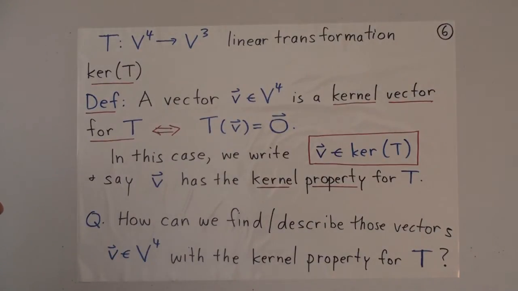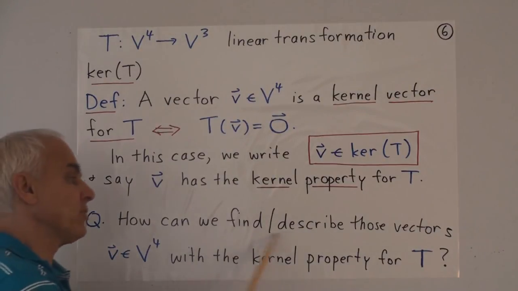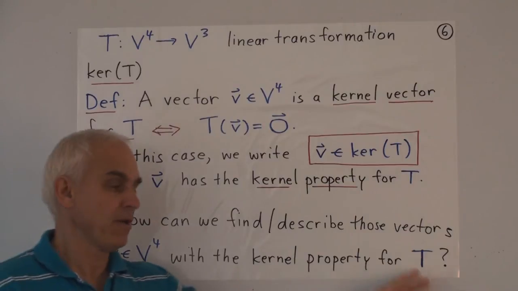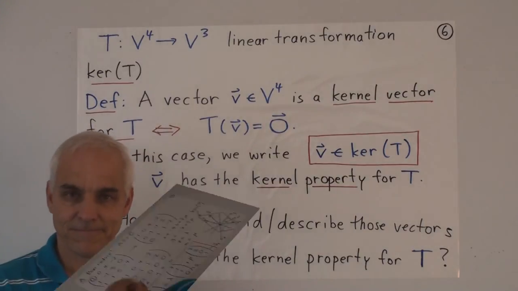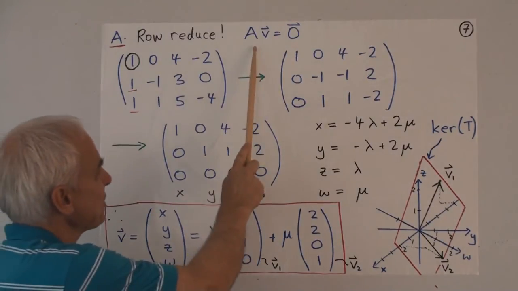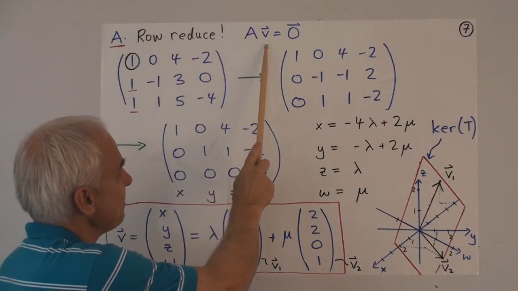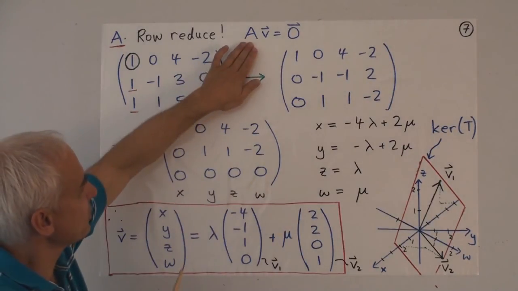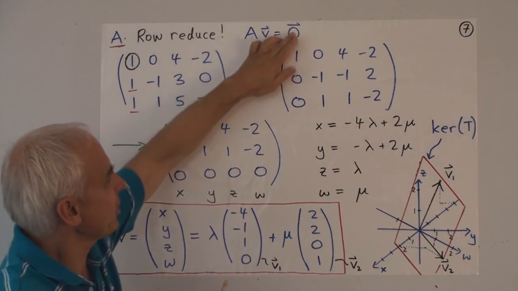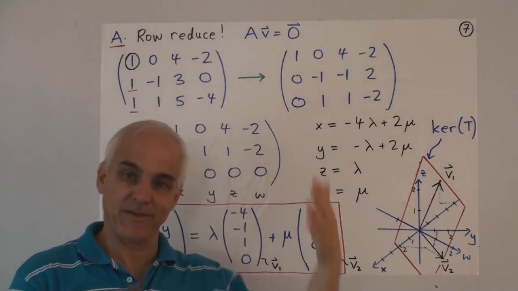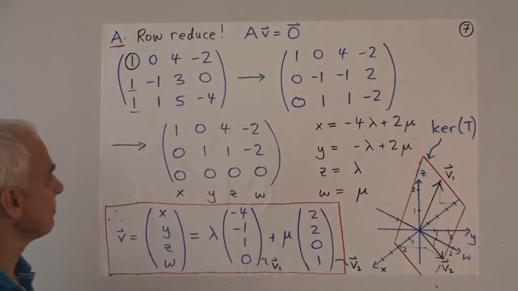All right, so a natural question is, okay, how can we find or describe all those vectors V in our initial space which have the kernel property for T? So the answer is we row reduce. We're really interested in the equation A times V equals 0, so we want to row reduce this matrix A. We can ignore the 0 on the right hand side. We don't have to put that into the augmented matrix because it's always going to stay 0.